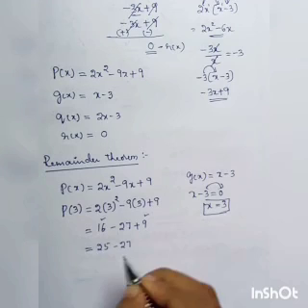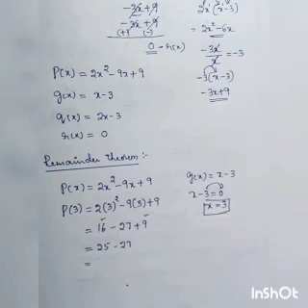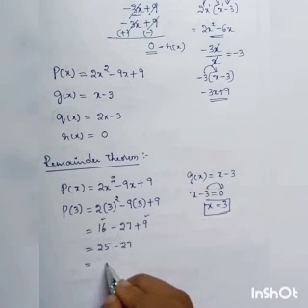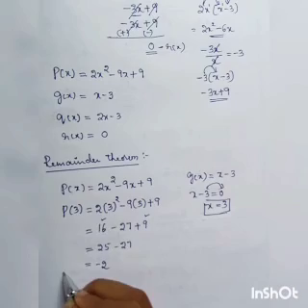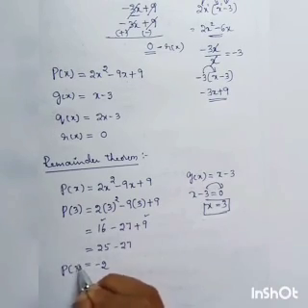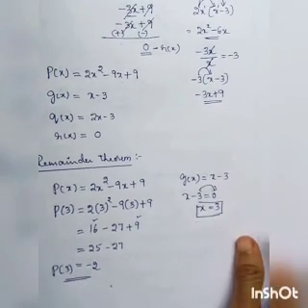25 minus 27. So plus minus sign if it comes, what we have to do? I have told you already. So we have to subtract the numbers and we have to see the bigger number sign. And here 27 minus 25 is 2. Bigger number is 27 and sign is minus. So P of 3 is minus 2.